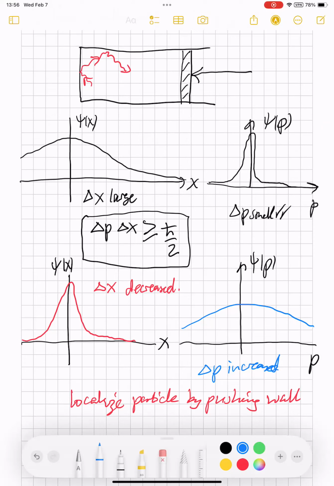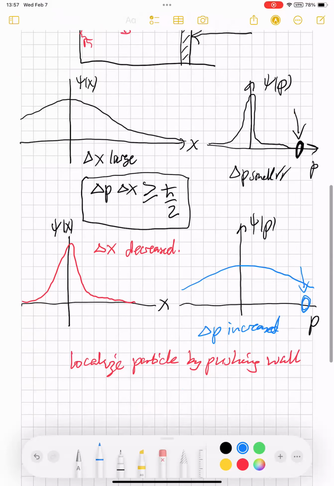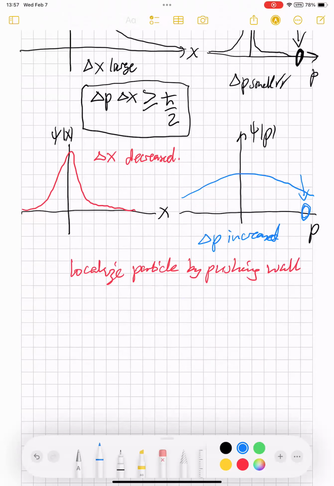Here I'm pushing the plunger. When I'm pushing the plunger, I'm actually exerting a force on the photon. Its momentum is increasing, and the photon is getting more and more momentum. Now, previously, when the particle wasn't very localized, at this point over here in momentum space, there was no chance of detecting the particle with such a high momentum. Now, in fact, there is a chance to catch the photon with a very high momentum.